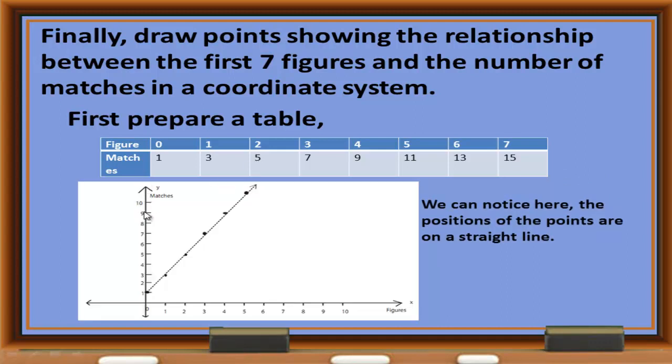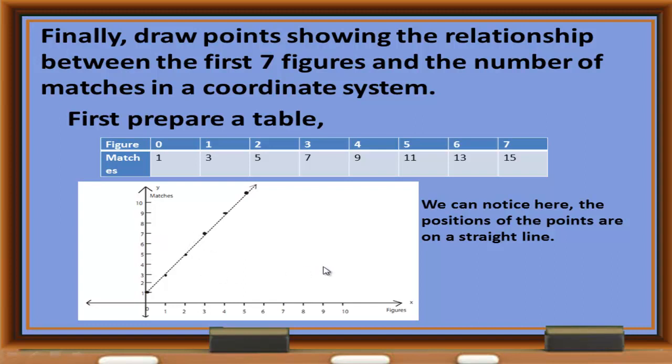Here the vertical axis represents the matchsticks and the horizontal axis represents the number of figures. In figure 0 there is one matchstick. In figure 1 there are 3 matchsticks. In figure 2 there are 5 matchsticks. In figure 3 there are 7 matchsticks, and so on.